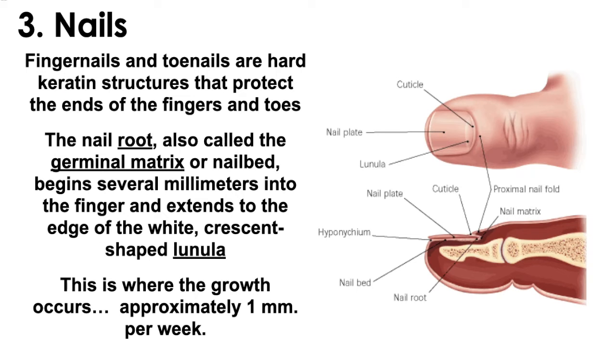Then we have the nail, or the fingernails and toenails. It starts with the nail root, and this nail matrix or nail root is also referred to as the germinal matrix or nail bed. And this is going to provide the production of the nail, and as it extends out of the finger, you have the white edge called the lunula or moon-shaped crescent.